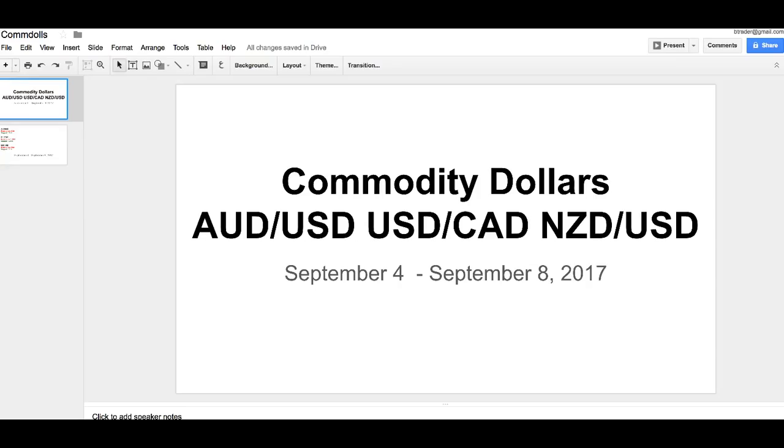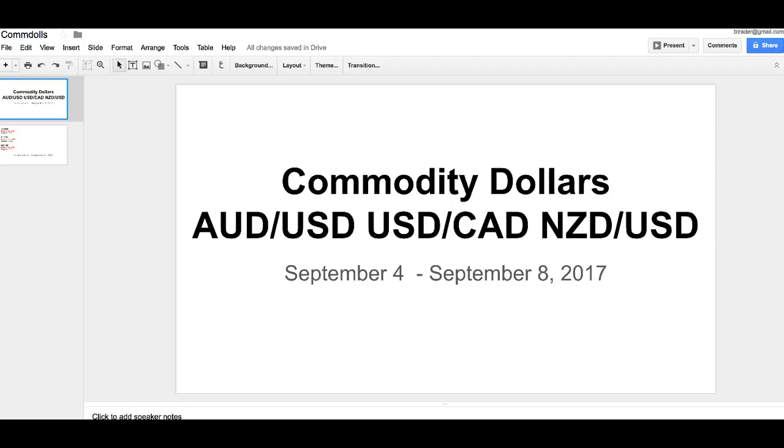Welcome to the weekly technicals for the commodity dollars: Aussie dollar, dollar CAD, and Kiwi dollar for September 4th to September 8th, 2017. And this is a big week for the commodity dollars as well. Two central bank meetings, the RBA and the BOC meeting this week. RBA is probably going to be much more of a non-event, but the BOC could be a big one. And we're certainly getting a lot of action. Dollar CAD is the story of the week this week, and could very well be another big story next week if the BOC signals a much more hawkish monetary policy, a much more tighter monetary policy.